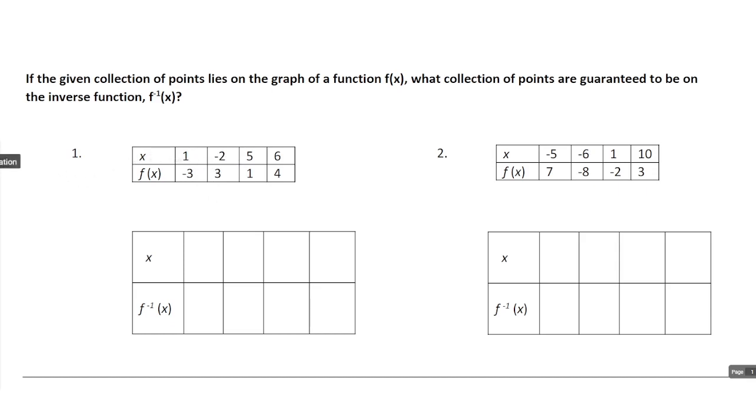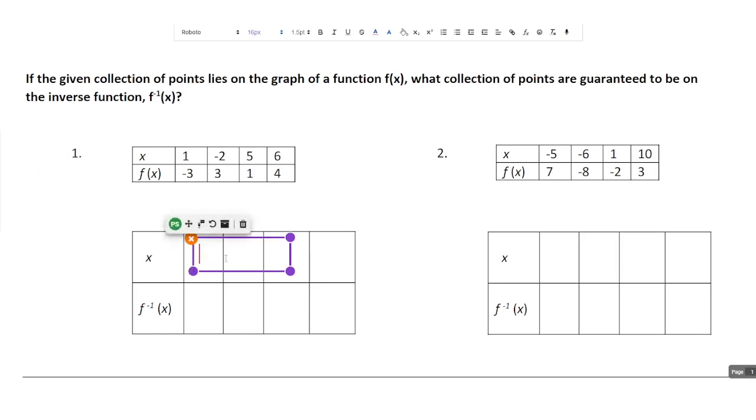So in other words, if I have a coordinate (1, -3) on the original function, then I'm guaranteed a point (-3, 1) on the inverse. The same thing goes for all of these points where the x and y are basically just swapped. So if x is 3, then y is -2. Notice I'm just taking the points from the original table and reversing the x and y, and that's basically what an inverse is.